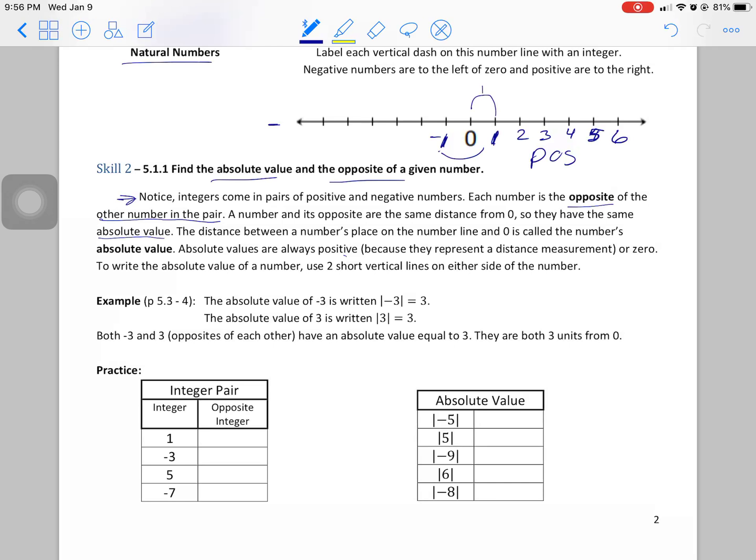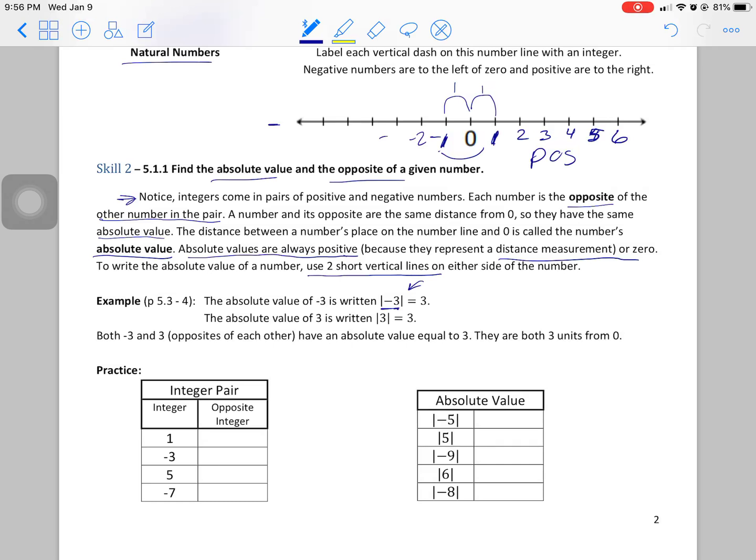1 is 1 unit from 0. Negative 1 is 1 unit from 0. They are the same distance from 0. Therefore, they have the same absolute value. Absolute values are always positive because they represent a distance. Okay? Or 0 itself isn't a distance from itself. So that was a little weird. But to write the absolute value of a number, use 2 short vertical lines on either side of the number. So right here, this is how you read this, is the absolute value of negative 3. The absolute value of negative 3 is 3.